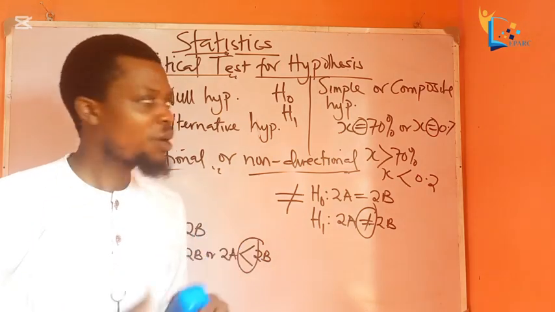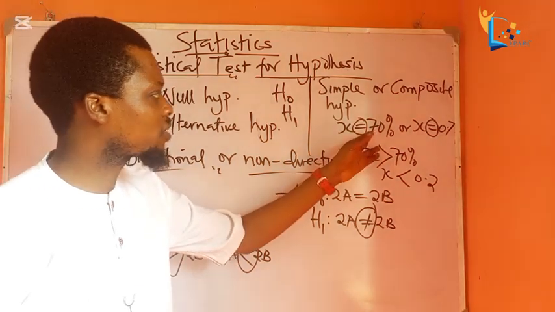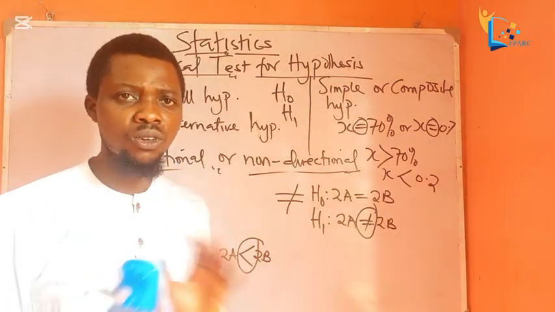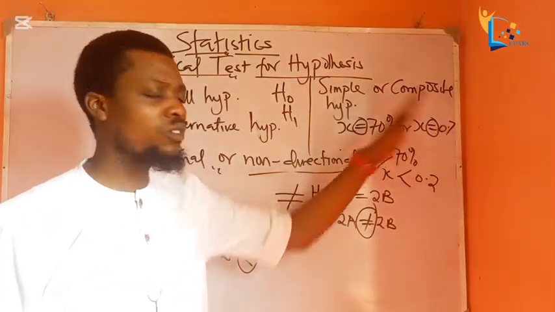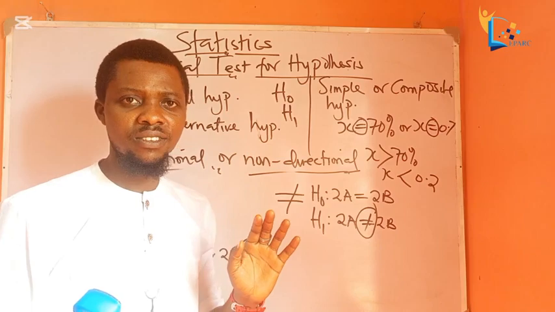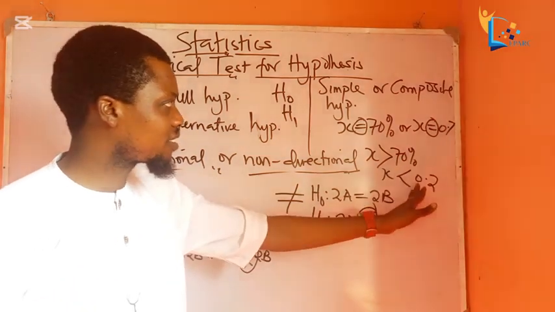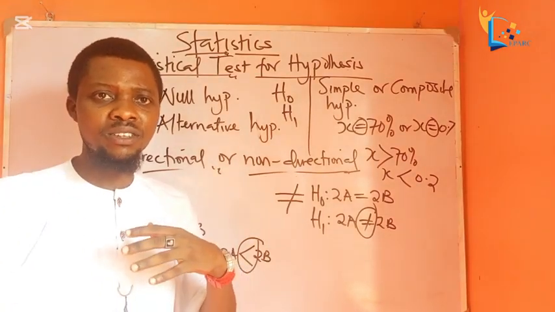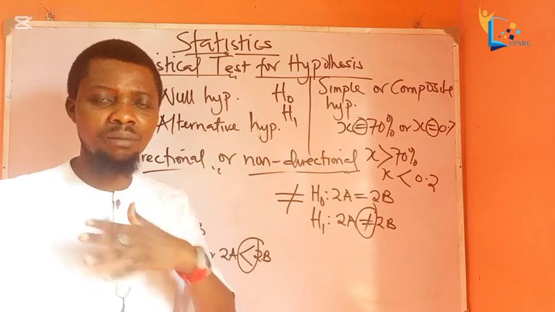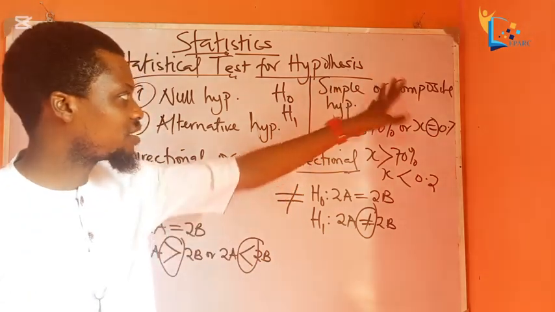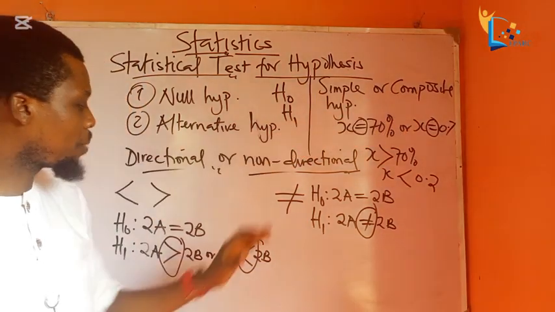It is not specific. But for the simple hypothesis, we have x equal to 70%, nothing more, nothing less. Here, x equal to 0.7 is 0.7, nothing more, nothing less. Do you get it? In the composite hypothesis, it is not specific. They're telling us it can be this number or that number. Do you get the difference now? Yes, that is the difference between composite and simple hypothesis.